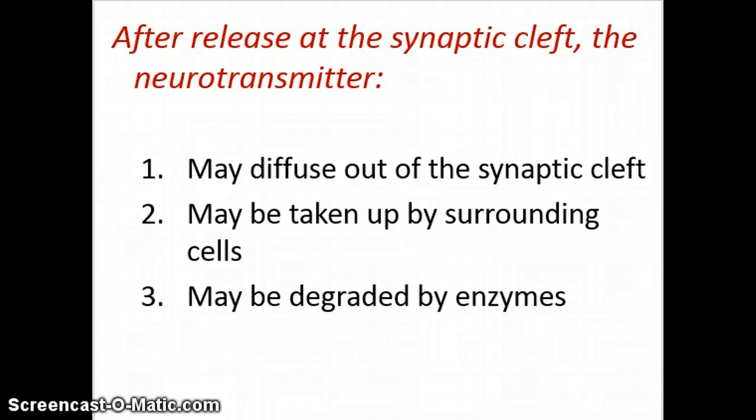There have to be mechanisms to clear them out to limit the duration of that postsynaptic potential. So some neurotransmitters are simply going to diffuse out of that synaptic gap. Some are going to be taken up by surrounding cells, through active transport, and repackaged into synaptic vesicles. Glial cells also actively take up neurotransmitters at some synapses and metabolize them as a source of fuel. And then finally, there are enzymes that are going to catalyze the hydrolysis of the neurotransmitters. They're going to break them down.